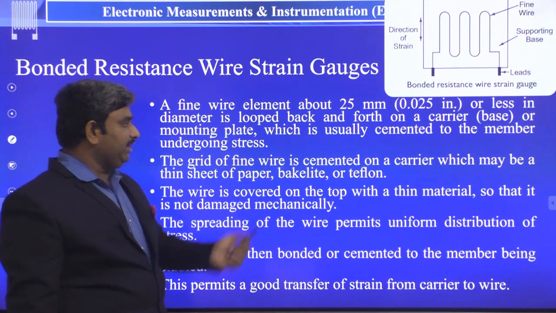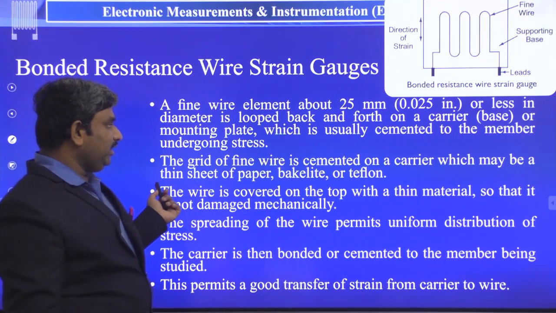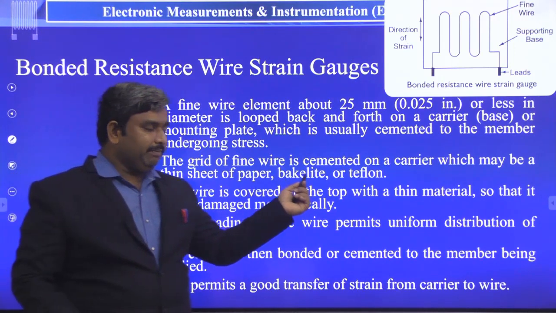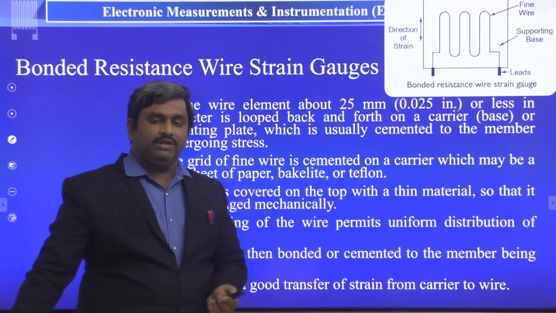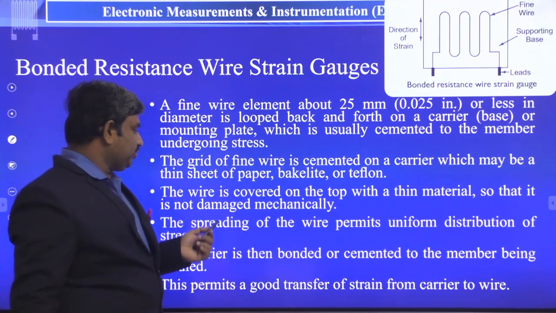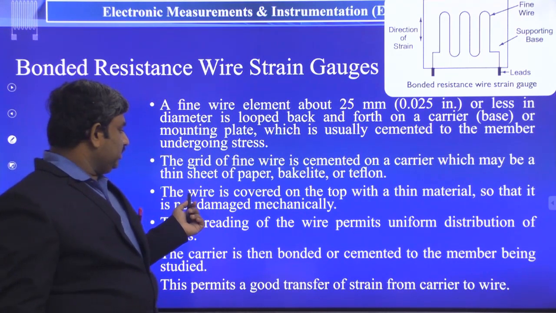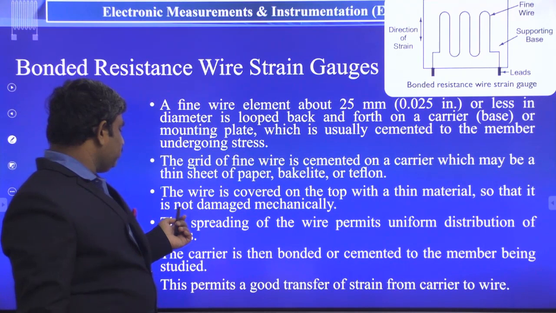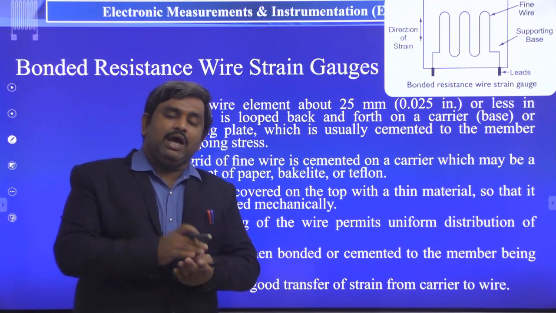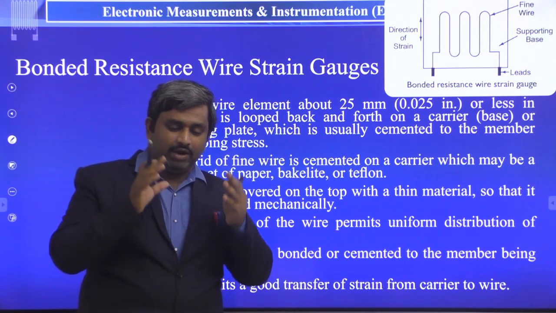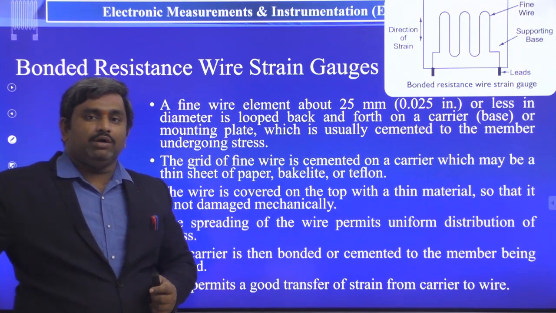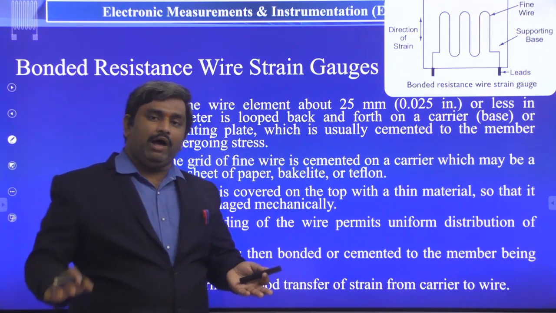The grid of the fine wire is cemented on a carrier, which may be a thin sheet of paper or bakelite or teflon. Based on these materials we are forming the base for this resistive type wire strain gauge, the bonded type wire strain gauge. The wire is covered on the top with a thin material, so it is not damaged mechanically. Whatever resistive wire you are placing on one base, we cover that area also, so we cannot see clearly that resistive type fine wire. The fine wire will be cemented on this material.